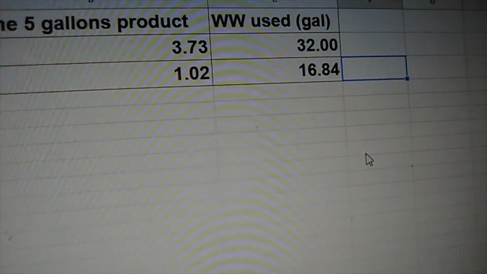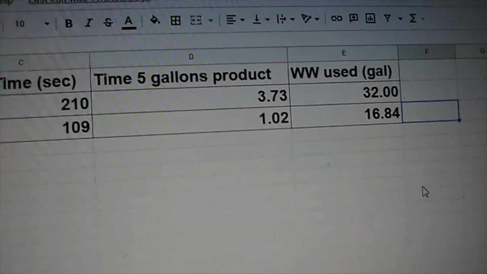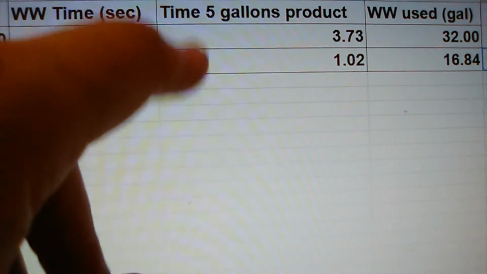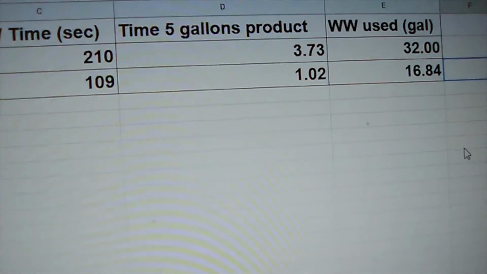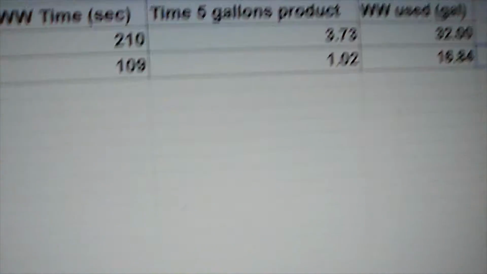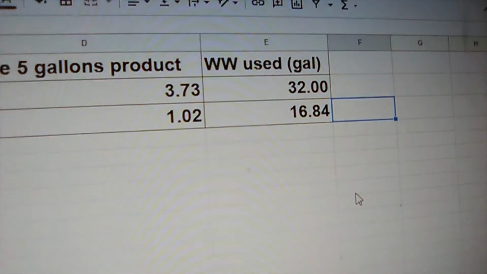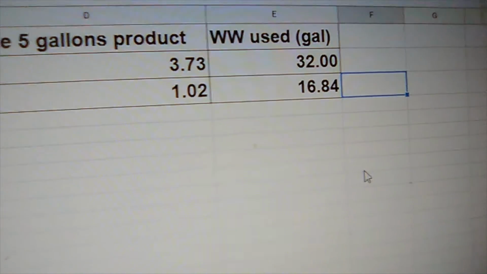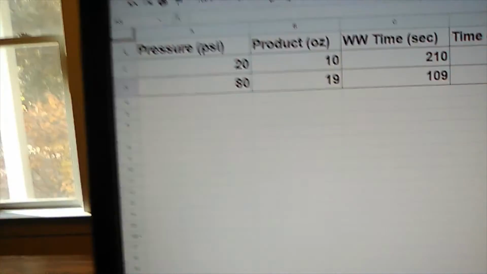So it really does matter that you have these at higher pressures. Not only are you making more product water in a lot less time, and you're making more pure water, I didn't prove that, but it is true. But you're also using less wastewater. You're putting less water down the drain. So I thought that was interesting.